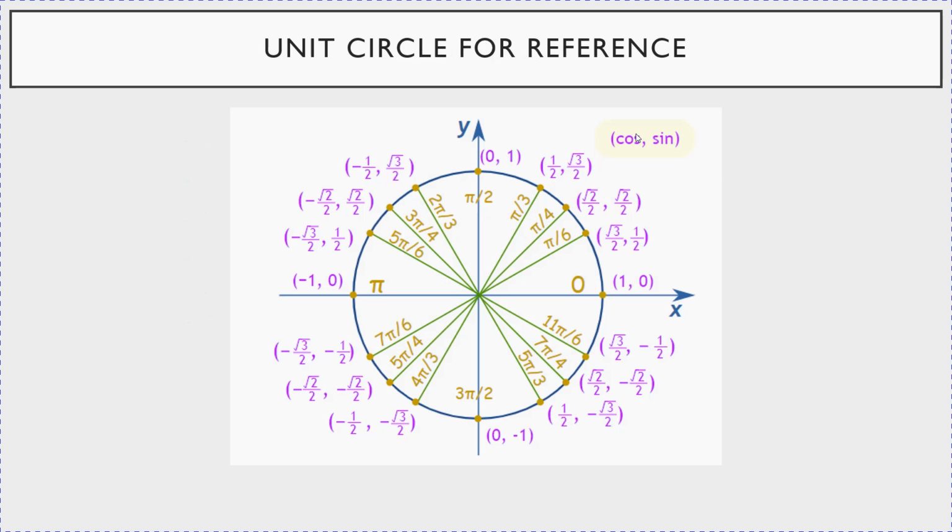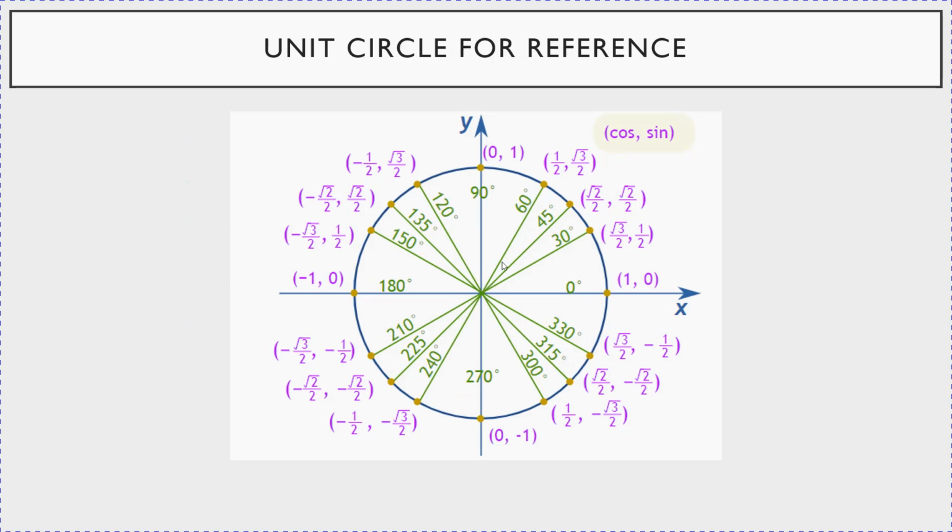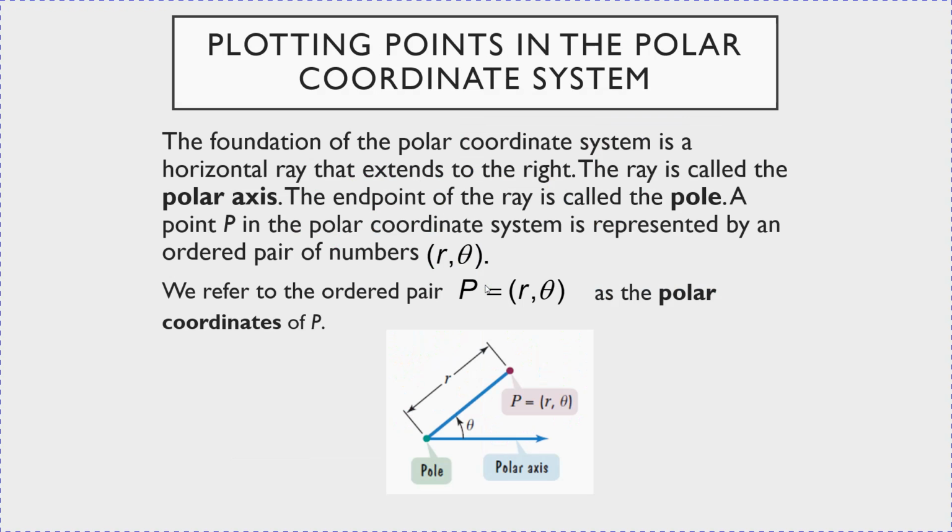And what I have here in the slides for you is the unit circle both in radians and degrees, because I'm going to use it a little bit throughout the lecture, so I wanted to have it referenced here for you. All right. So the foundation of the polar coordinate system is a horizontal ray that extends to the right, okay? The ray is called the polar axis, and you can see it down here, okay? The endpoint of the ray is called the pole, right? So think of it here. I have this pole, right? And then I have this ray that shoots out from that pole, okay? And this is our polar axis.